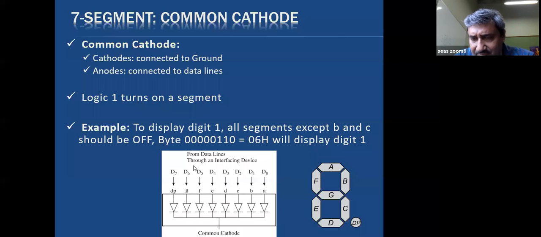Then what happens? F and G, right? G is on, F is on, E is not on, D is on, C is on, and A is on. So do we get this point or not? We need to have carefully written code if we want to display these numbers on 7-segment LEDs.